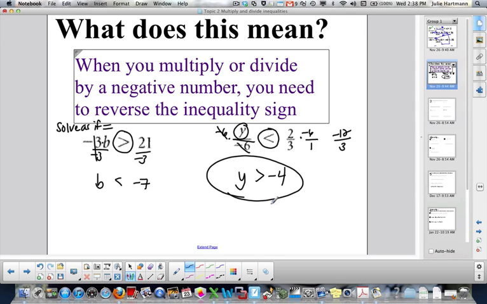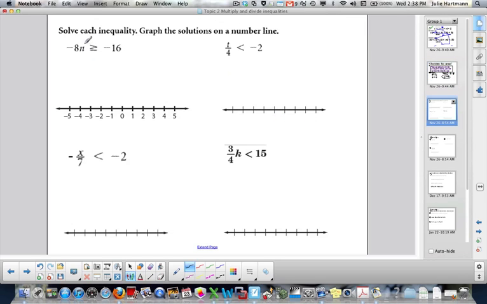You can always test that out. If you put a number in there, give me a number that's greater than negative 4, say 0. 0 divided by negative 6 is 0. That is less than 2/3. So that works. All right, more examples.